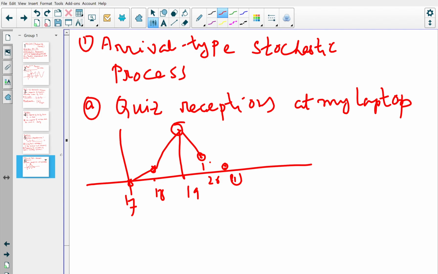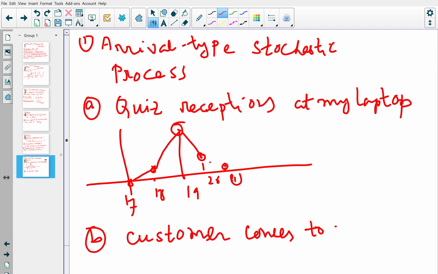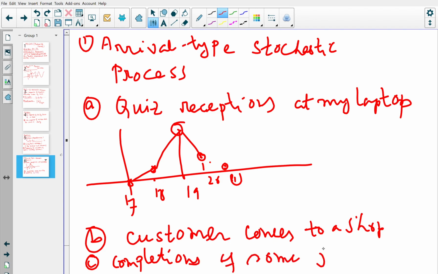Or maybe another example: customers coming to a shop, or purchasing at a store, or the completion of some job. These are all examples of arrival type stochastic processes.